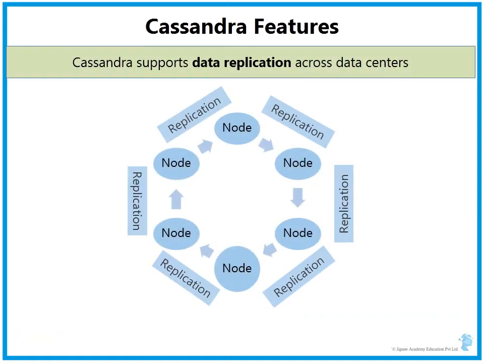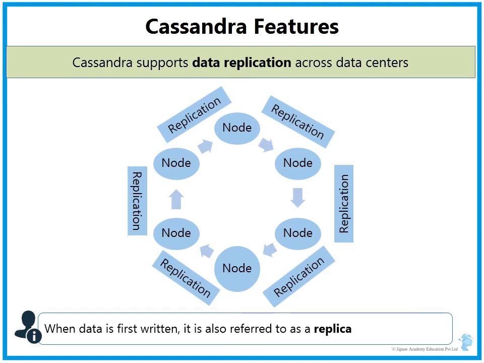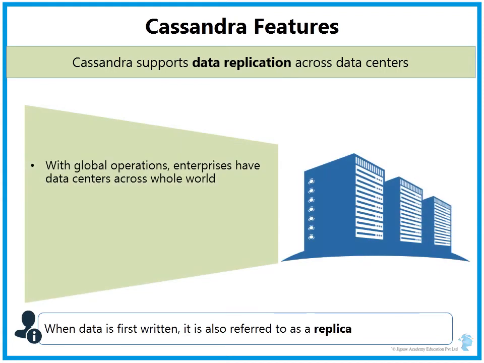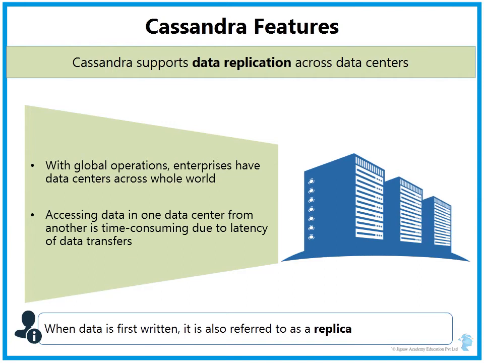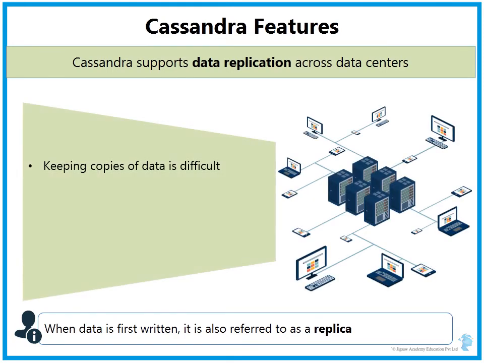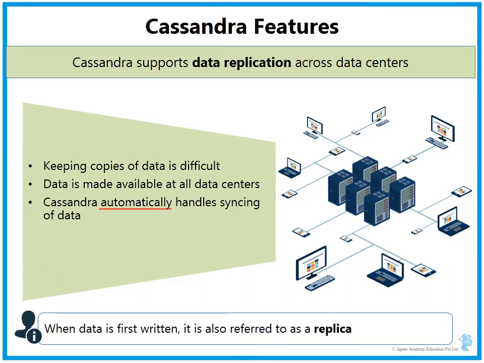Cassandra supports data replication across data centers. When data is first written, it is also referred to as a replica. With global operations, enterprises have data centers across the world. To access data in one data center from another is time-consuming due to the latency of data transfers. To keep copies of data in both the data centers is difficult, so as to keep the data in sync. Data is made available at all the data centers. Cassandra automatically handles syncing of data. Local reads are given preference so that data can be supplied from the local data center upon read.